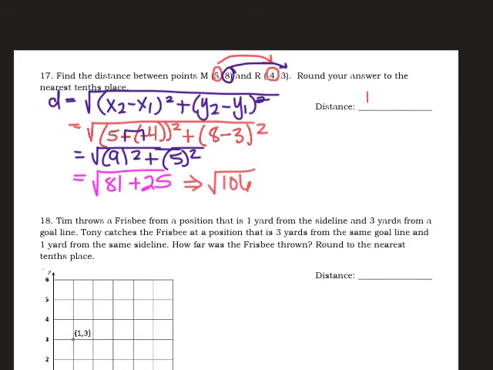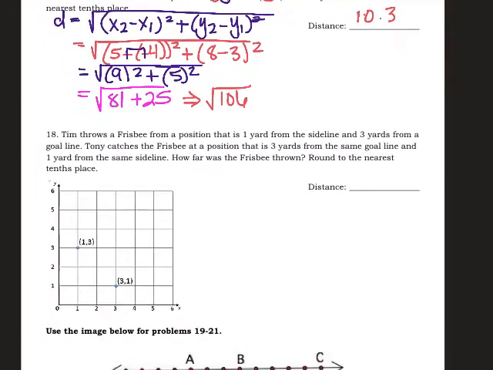So it says round to the tenth. So is 10.3 the correct rounded answer? Yes. Okay. All right, another word problem.